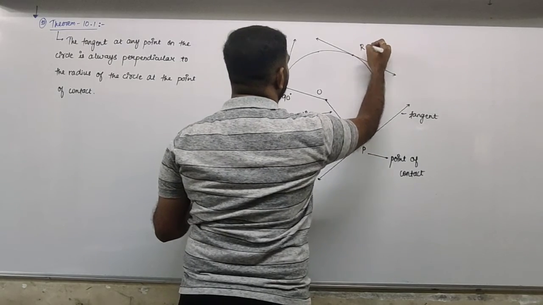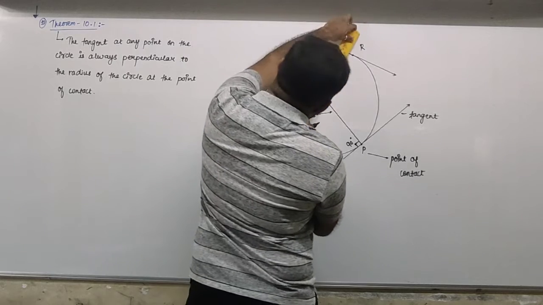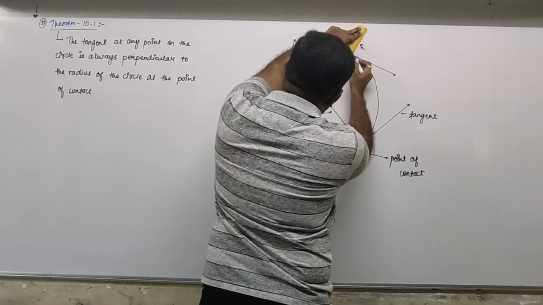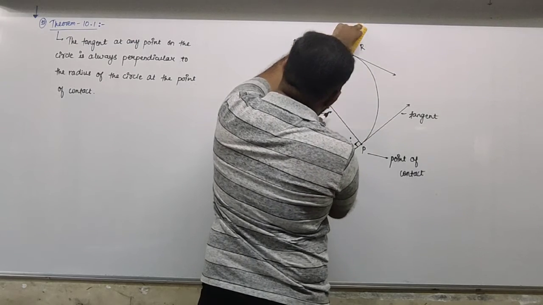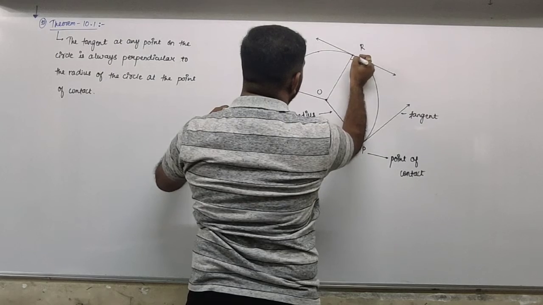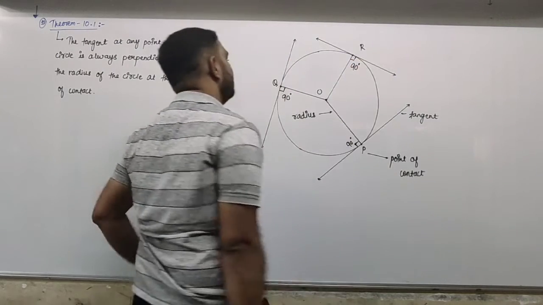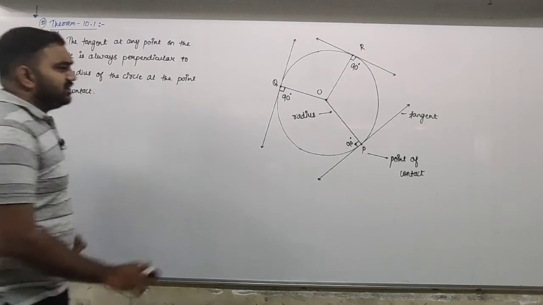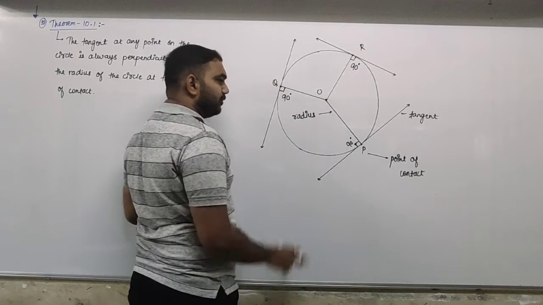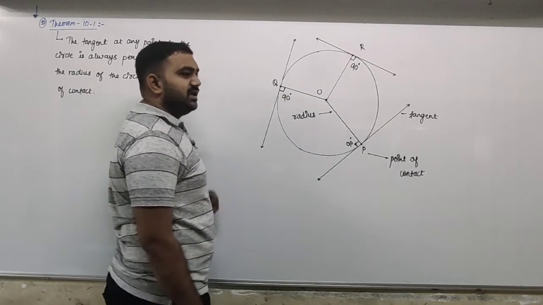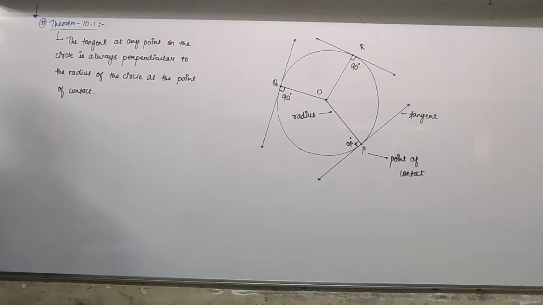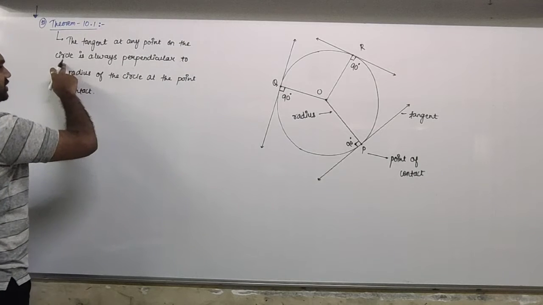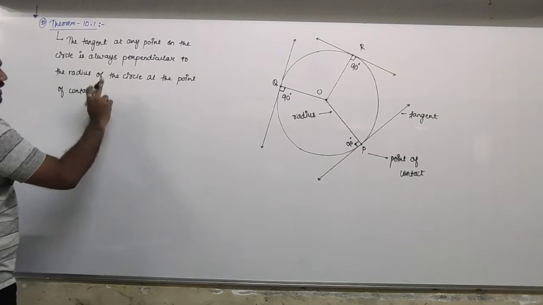Let us say this is the point of contact R. Then again the radius drawn from the center to the point of contact will be perpendicular. Like this is also 90. Right? If you draw infinite tangents, that means at every point, the radius and tangent will always form 90 degrees. That is what theorem number 10.1 says. The tangent at any point on the circle is always perpendicular to the radius of the circle.